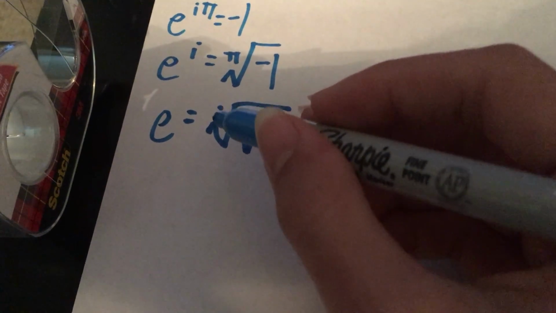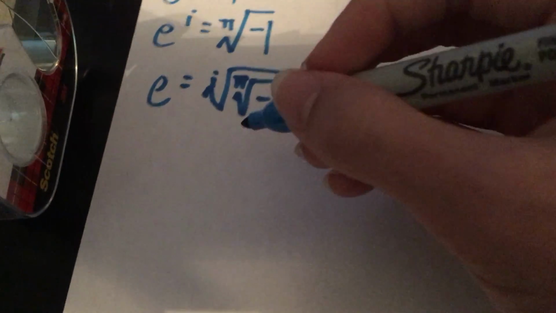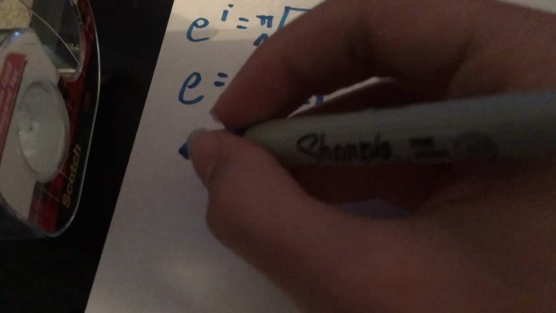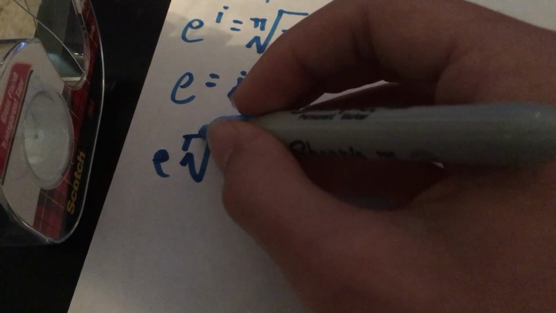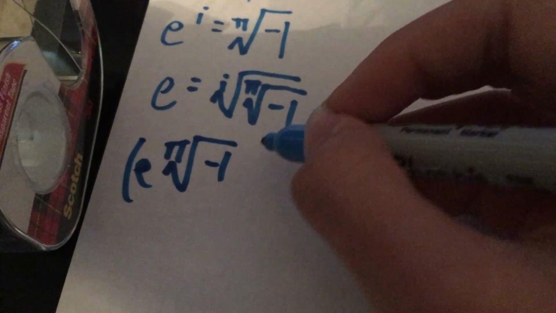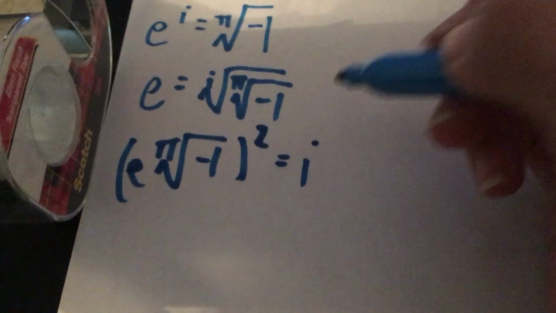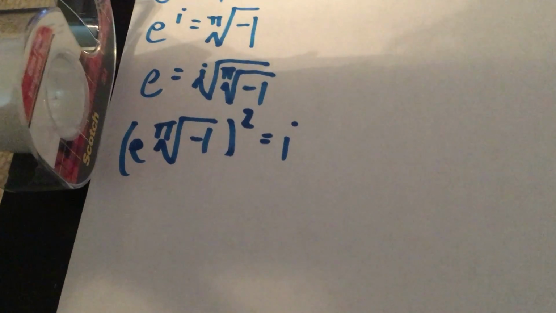I think I know how you could figure this out. Okay, so I think it's e times the pi-th root of -1 squared would equal i. But honestly, what's the pi-th root?